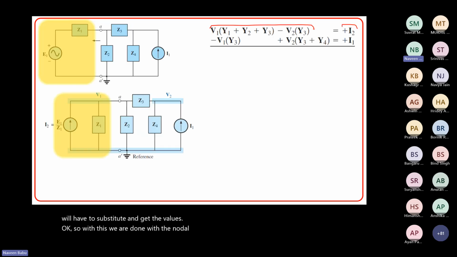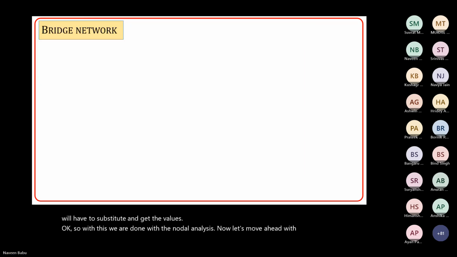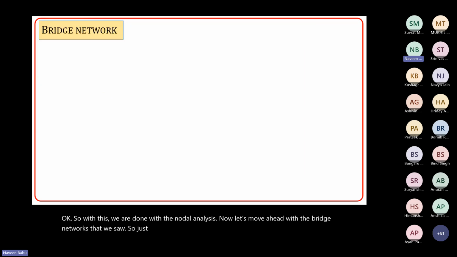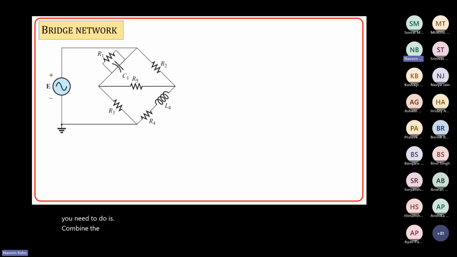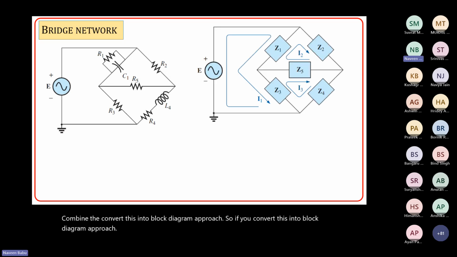Now let's move ahead with the bridge networks that we saw. Just as an example, let us take one bridge network, not exactly a Wheatstone bridge, some bridge network. Okay. Now, how do we start? Either you can apply mesh analysis or nodal analysis, but whatever you apply, the first thing you need to do is convert this into the block diagram approach. So this becomes Z1, this becomes Z2, Z3, Z4, and Z5.